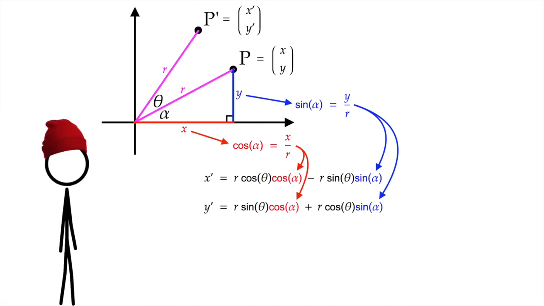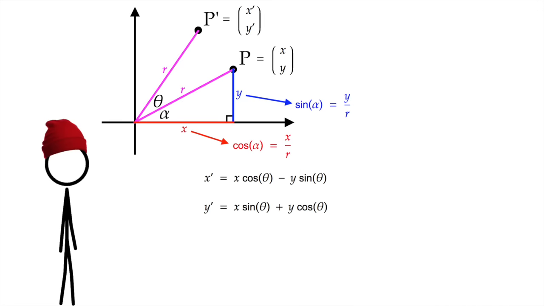And finally, we can go back down here and switch in x over r for the cos alphas and y over r for the sine alphas. Then expand it all out. The r's cancel. Excellent. And finally, when the dust settles, x prime equals x cos theta minus y sine theta, and y prime equals x sine theta plus y cos theta. And that's it. P prime has coordinates x cos theta minus y sine theta, and x sine theta plus y cos theta.